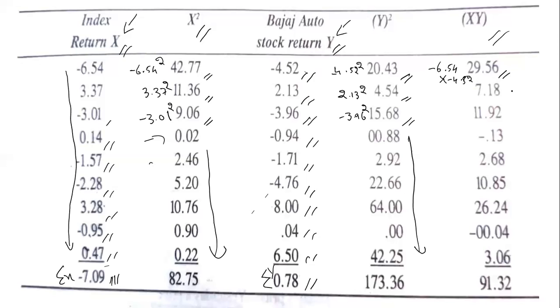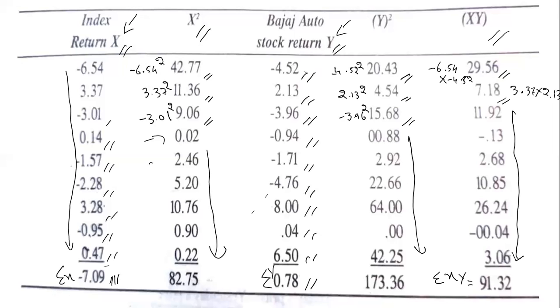Same thing we will do: 3.37 into 2.13, and we'll get 7.18. Same thing we will do for all the values. We'll multiply the x value for a particular date with the y value, and we will get all the values. After summing up, we get summation xy is equal to 91.32.